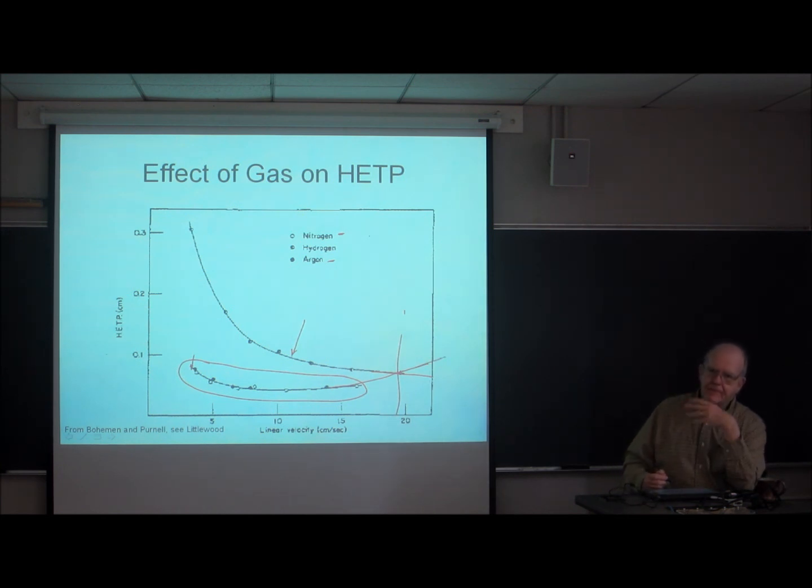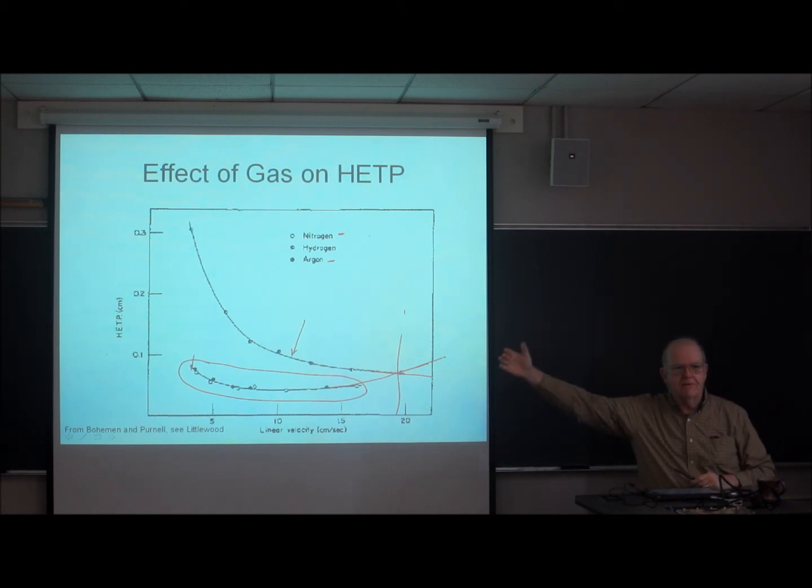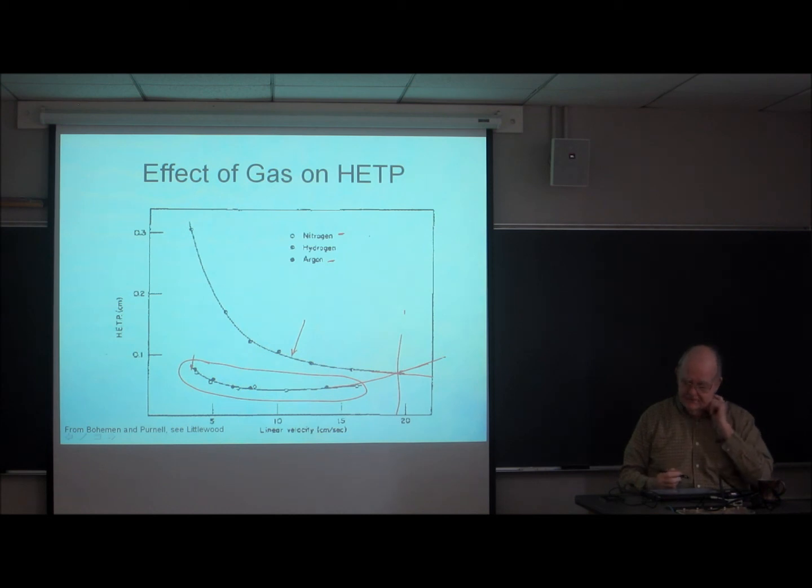So since most of the time we work above the minimum in the Van Deemter curve, because we want to do the chromatography fast, it is beneficial to use a light carrier gas, like hydrogen or helium.